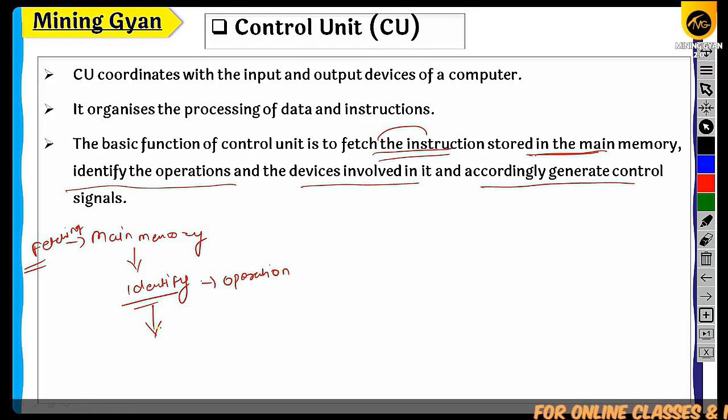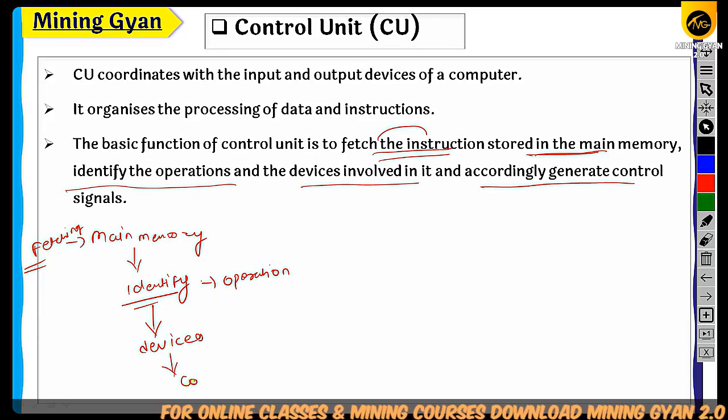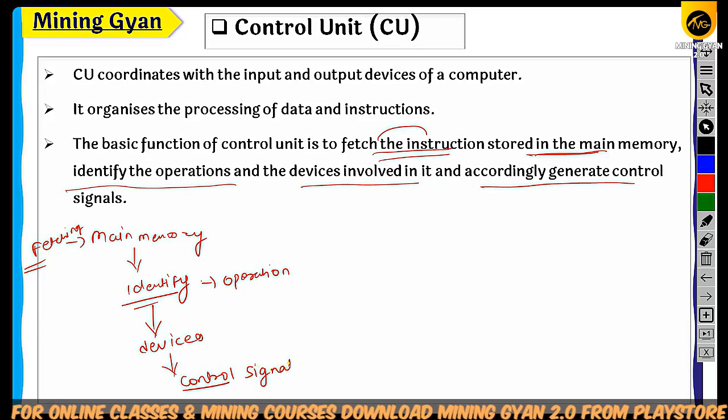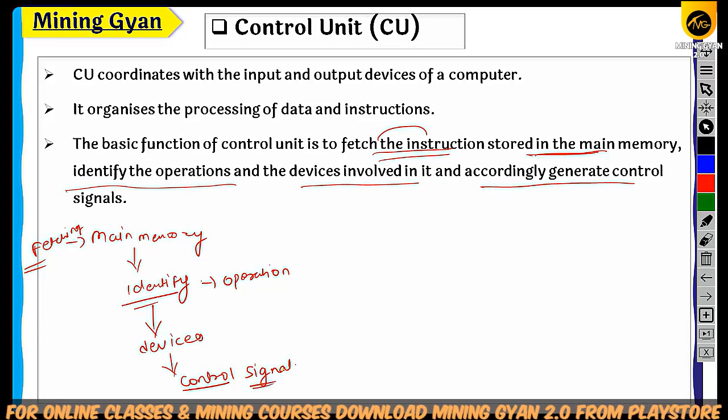Then according to the operations, it selects the devices, which type of devices is required to process this operation, and then it gives the control signals to the ALU to process the data and give the required result.